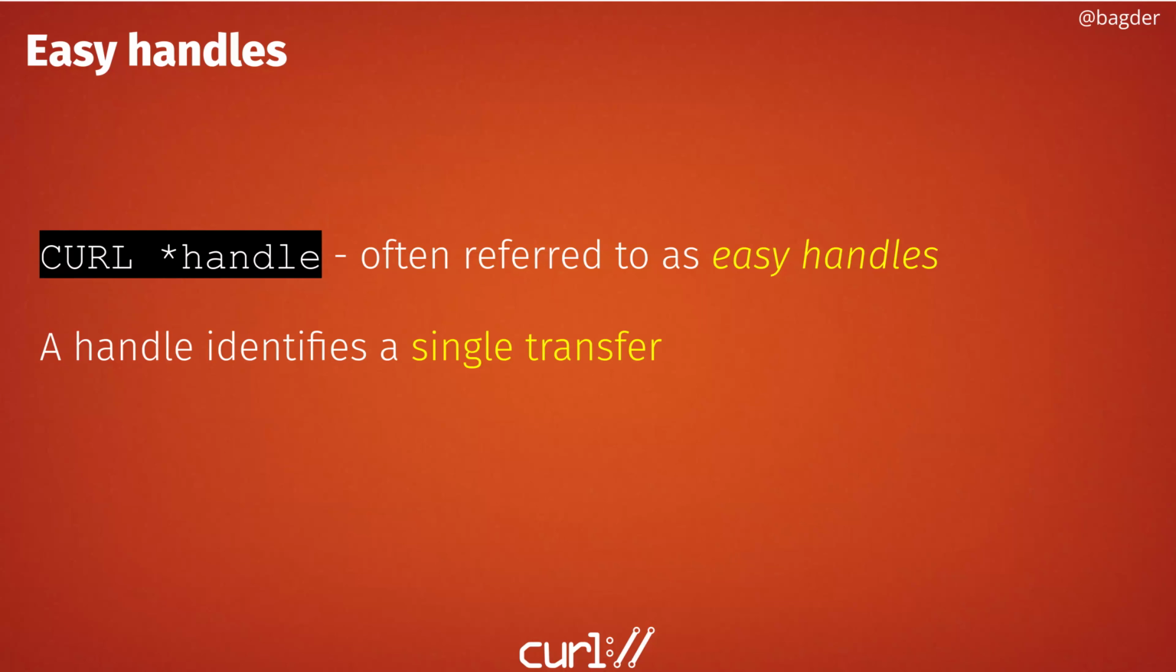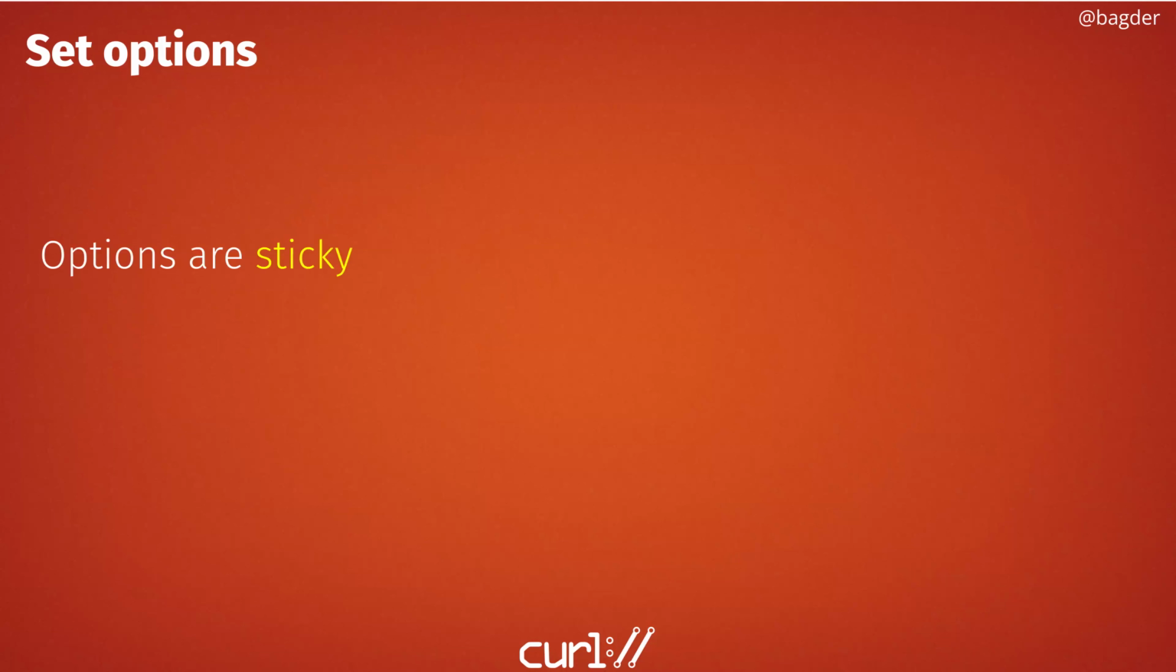This identifies a single transfer, and you should and can reuse this handle, because it's a benefit to reuse the same handle for multiple transfers, because curl keeps a lot of caches and state in this handle object, and it is beneficial to reuse that. Things will run faster. Options are also sticky, so when you set an option, the option will remain, even if you do multiple transfers. So if you enable verbose mode, it'll be verbose until you switch it off again, and so on.